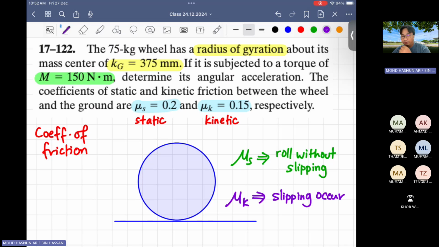Since both coefficients of friction are given, does this problem involve rolling without slipping or slipping? So that is the question here. Why are both coefficients of friction given in this question?